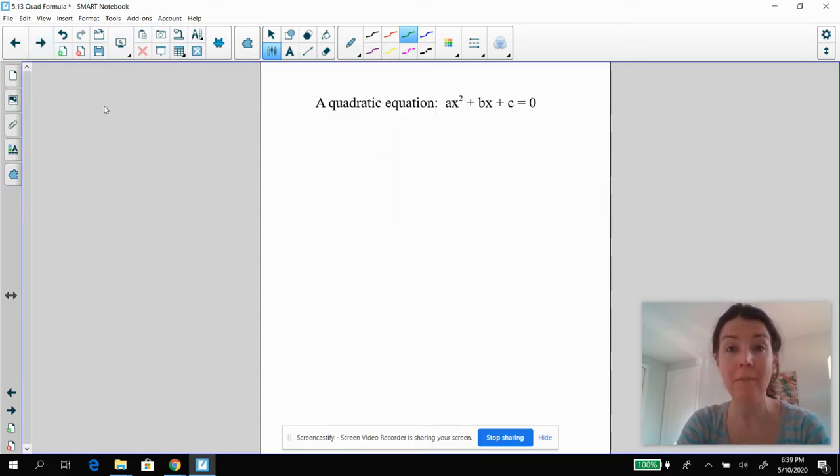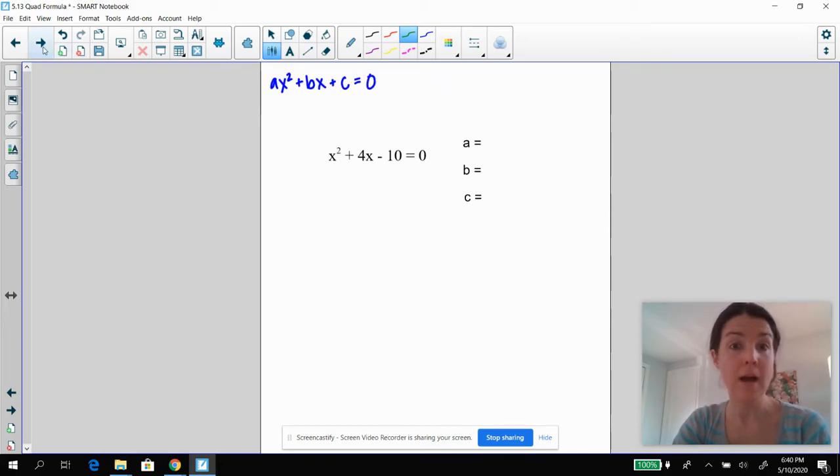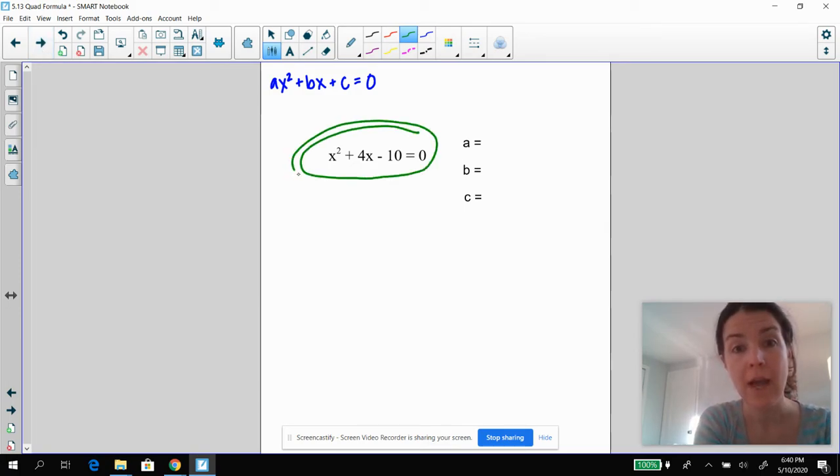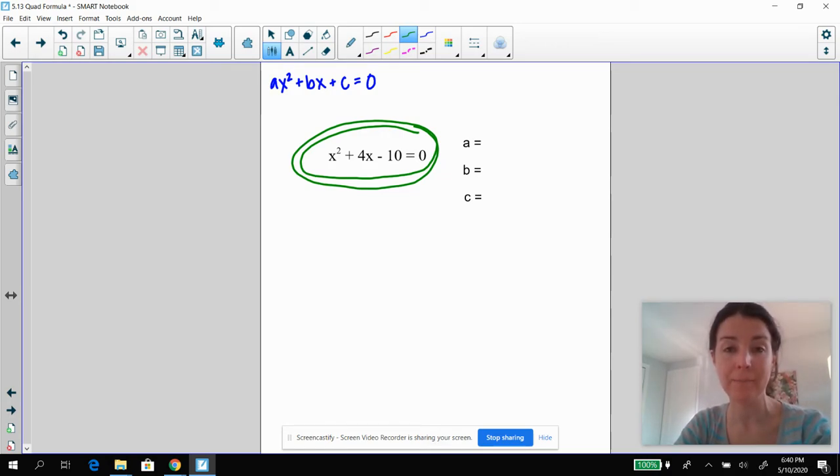So we've talked before about how anything with an x squared term is what we call a quadratic expression, a quadratic equation. So the typical form of a quadratic equation is what you see right here. And this A, B, C are just the leading coefficients or the constant in a quadratic equation. So for example, we have a quadratic equation right here. And I want you to pause the video and tell me what the A, B, and C would be.